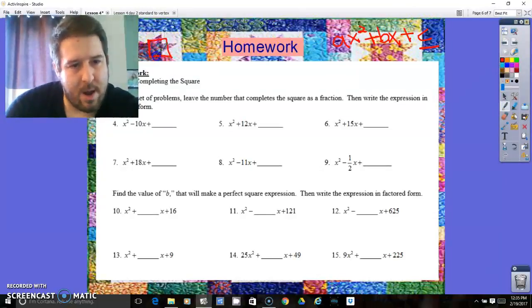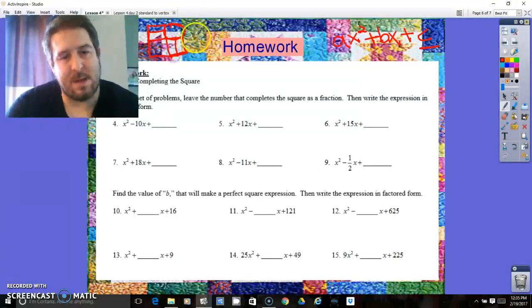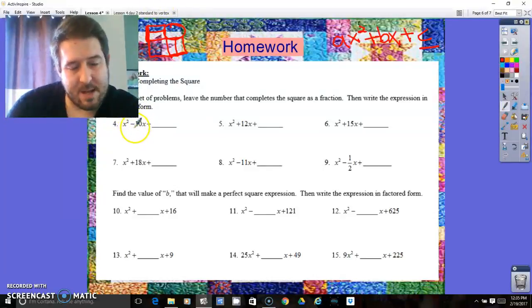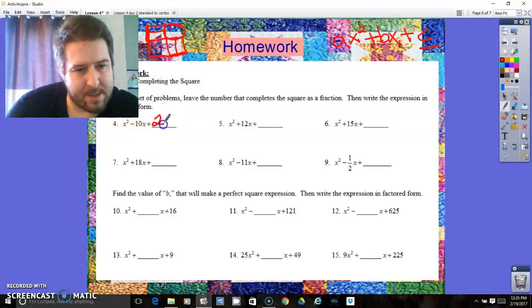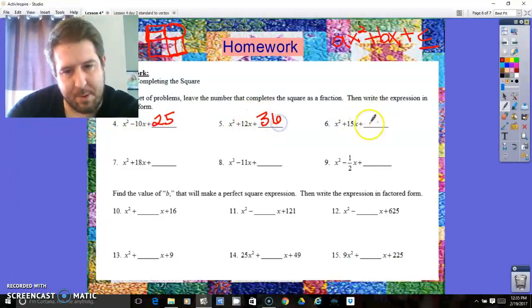Because think about your area formula. When you're making a perfect square, you're going to have an equal amount of longs on each side. So when you do the square root of this, that tells you how many is on one side, but you have to multiply by 2 because there's 2 sides. So half of negative 10 is negative 5. Multiply it by itself makes positive 25. Half of that is 6, means this has got to be 36.